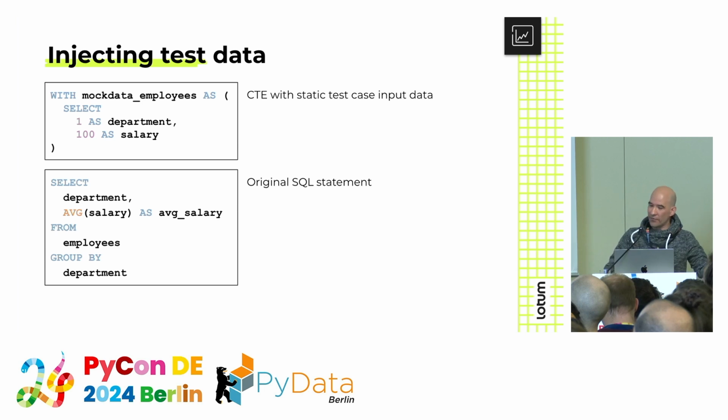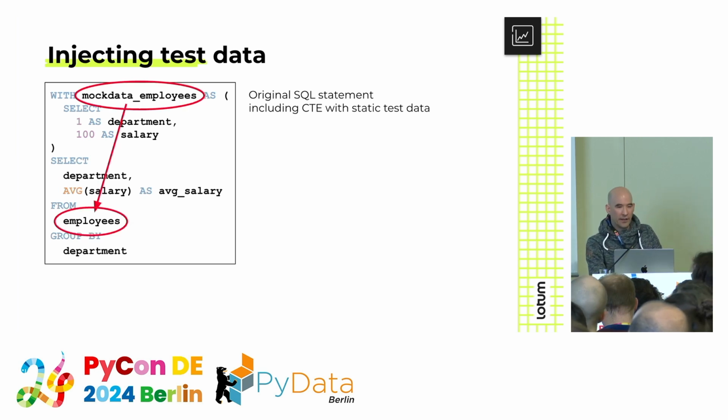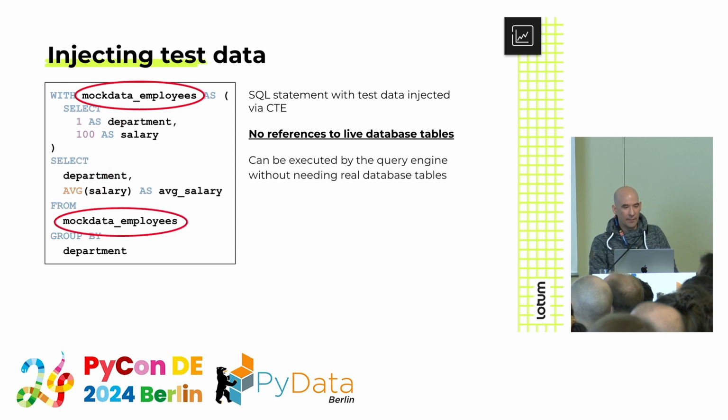To actually inject this test data into my statement, I have to combine this CTE, which I derive from my Python dicts, with the original SQL statement, like this. And the only thing I need to do then is change the reference. This statement selects from an employees table, which obviously is a live database table. I want to replace this reference by my mock data employees virtual table, which I just defined, like that. And there you have it.